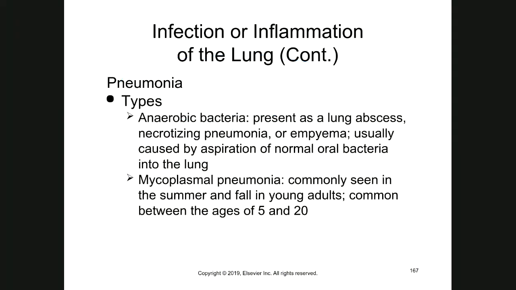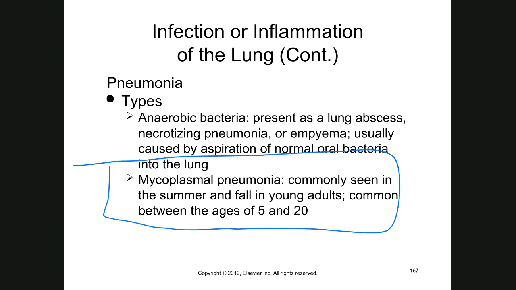Regarding the types of pneumonia, exactly what I mentioned: anaerobic bacteria present as lung abscess, necrotizing pneumonia or empyema, usually caused by aspiration of the normal oral bacteria into the lungs. And mycoplasma pneumonia, commonly seen in the summer and in the fall in young adults, common between the ages of 5 and 20. Careful with these ones.